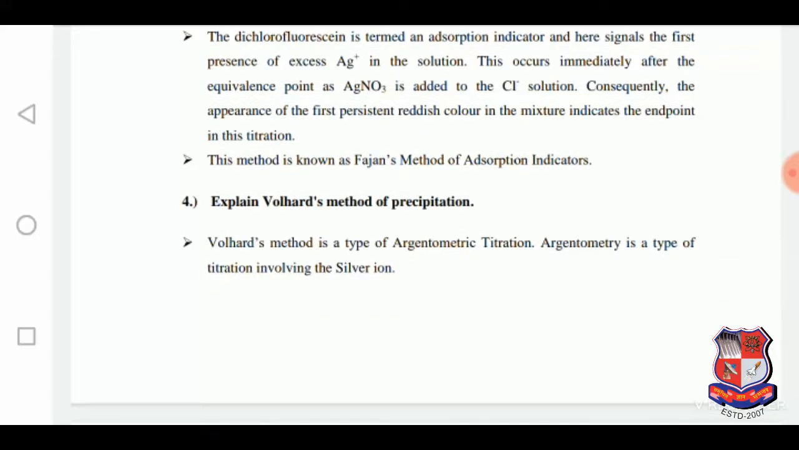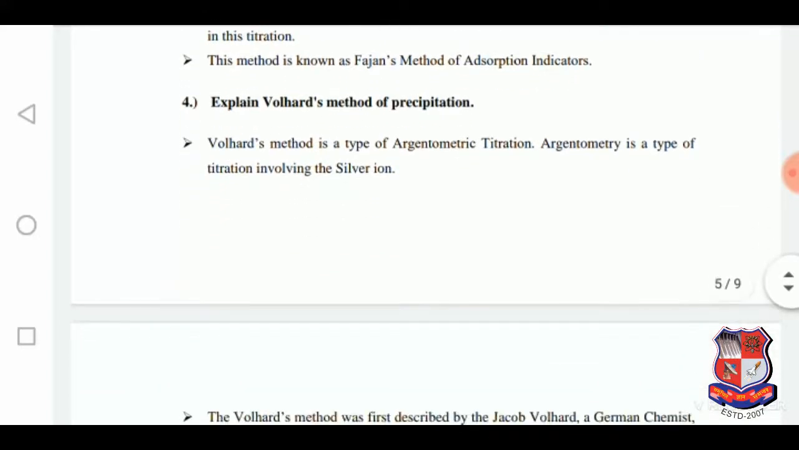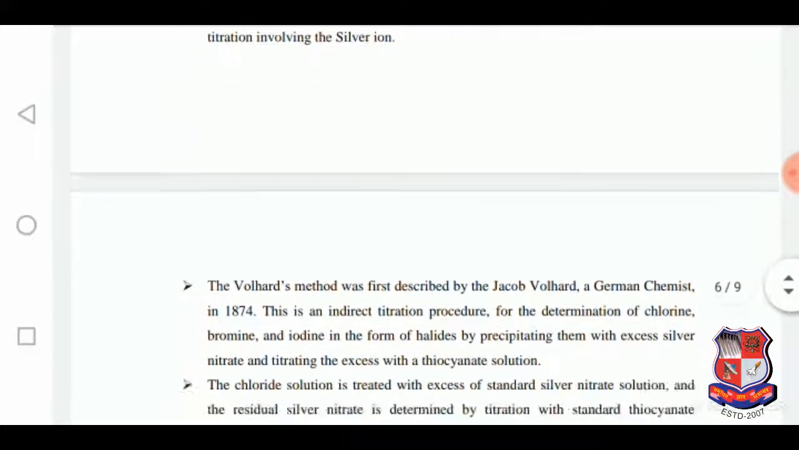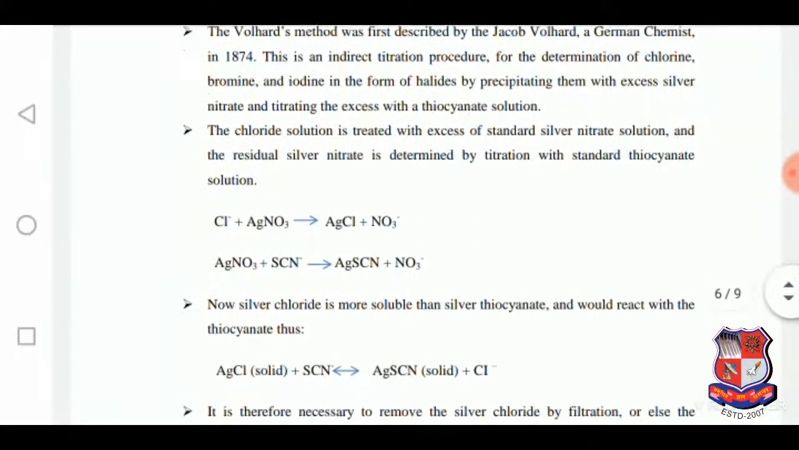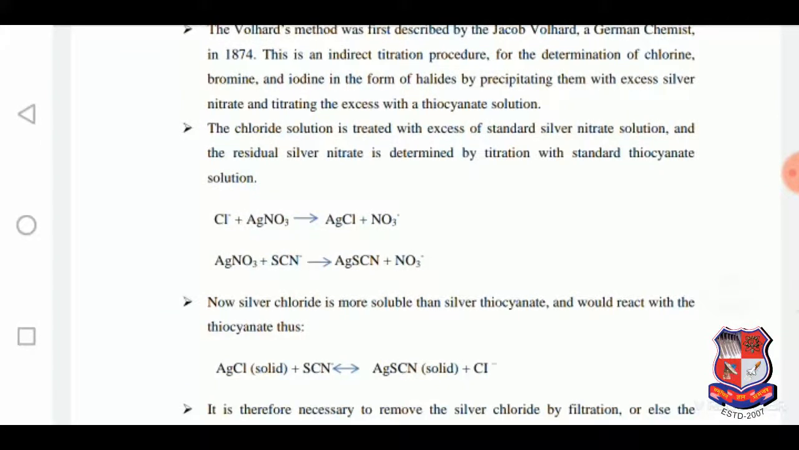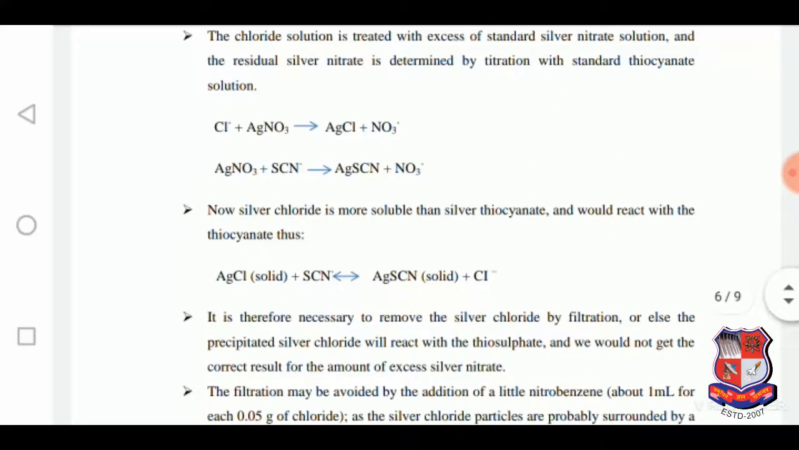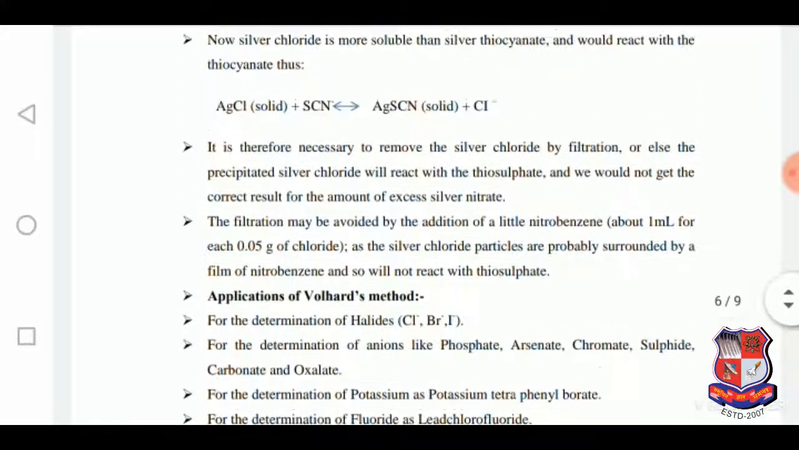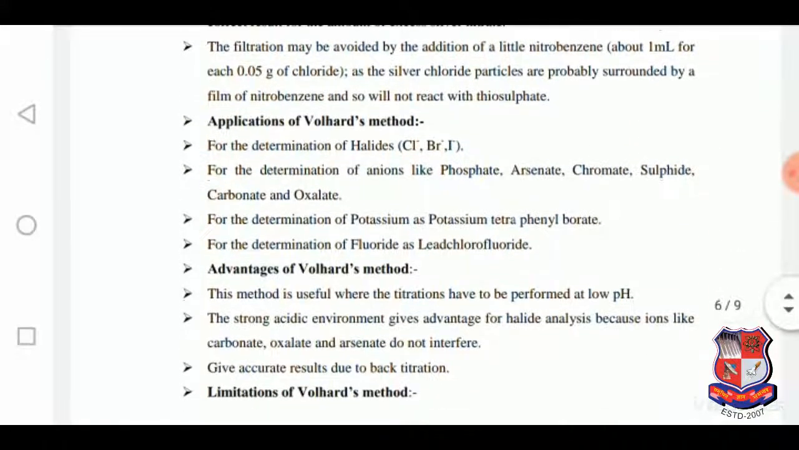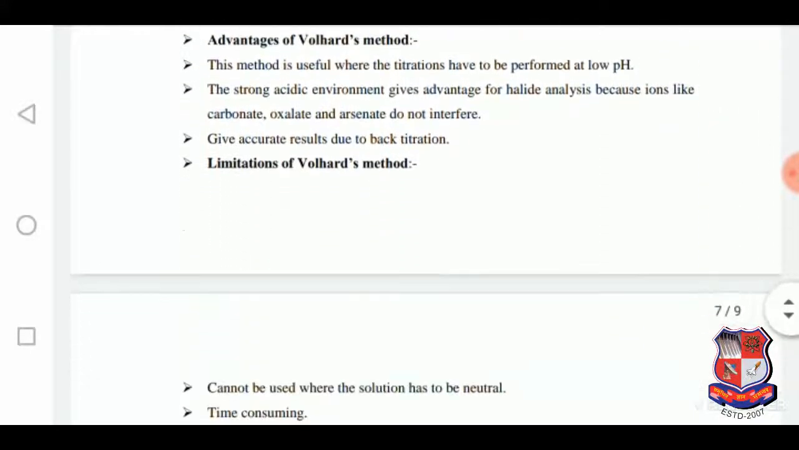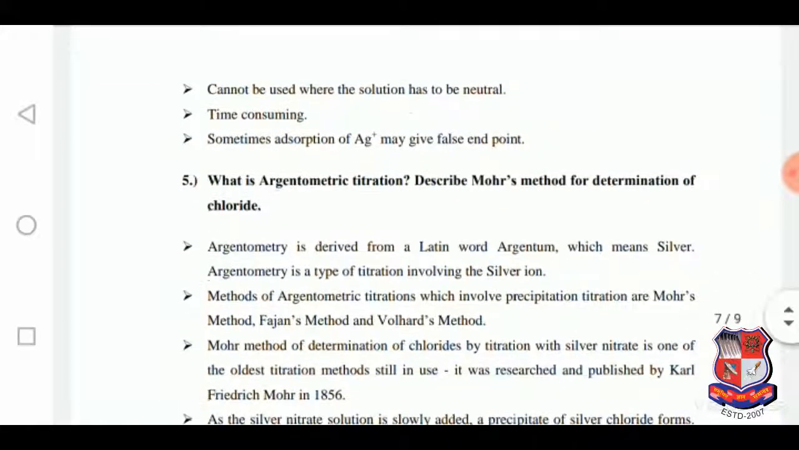The fourth question may be: explain Volhard's method of precipitation. Volhard's method is a kind of argentometric titration, and here are some reactions. The chloride ion is treated with excess of standard silver nitrate solution, and the residual silver nitrate is determined by titration with the standard thiocyanate. Then there are the applications, advantages, and limitations of Volhard's method.